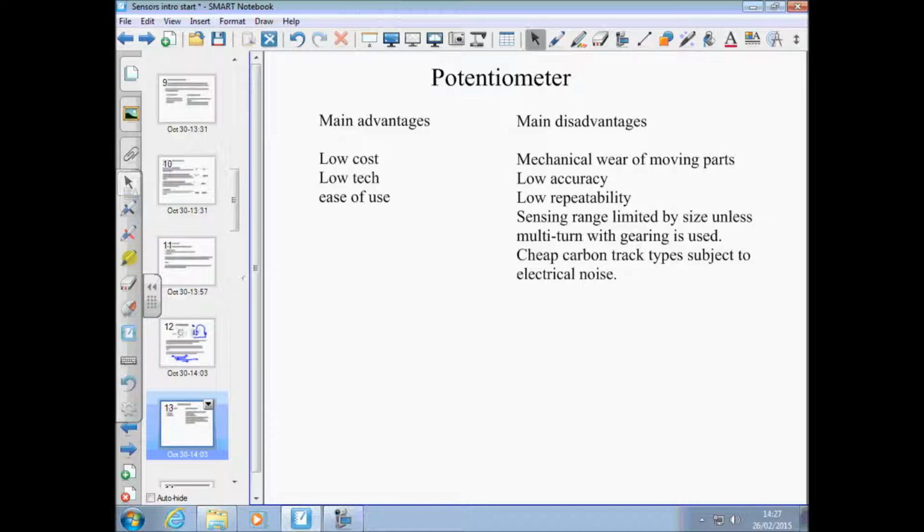Potentiometers, main advantages: low cost. Certainly the rotary ones are low cost, low tech, easy to use. Disadvantages are that they've got moving parts, so they wear mechanically. The accuracy is quite low. The repeatability of a particular reading at a particular distance is not that good. The sensing range is limited by size unless multi-turn with gearing is used, and cheap carbon track types are subject to electrical noise.